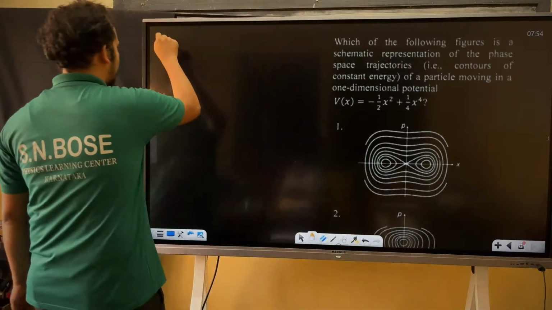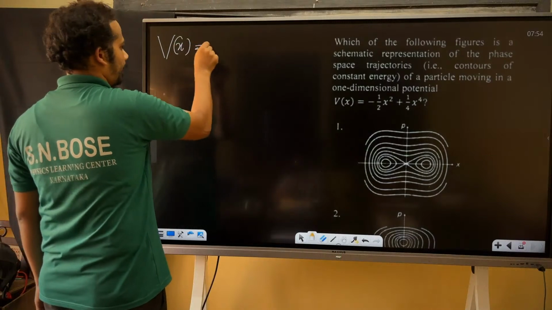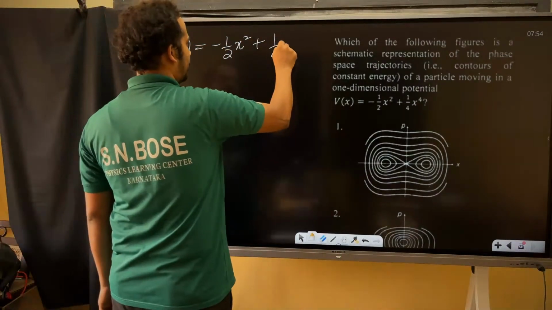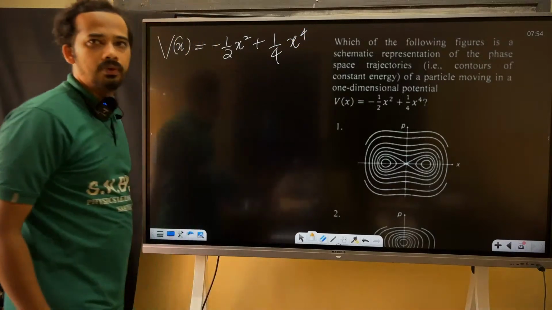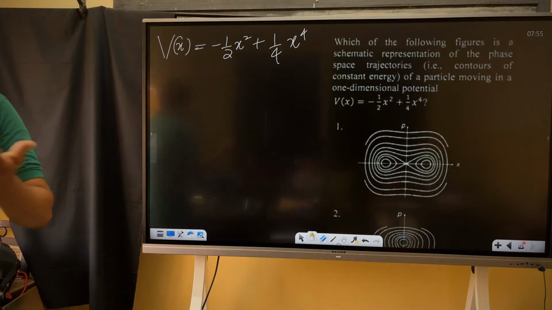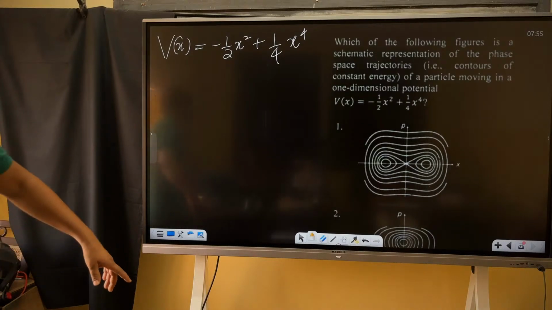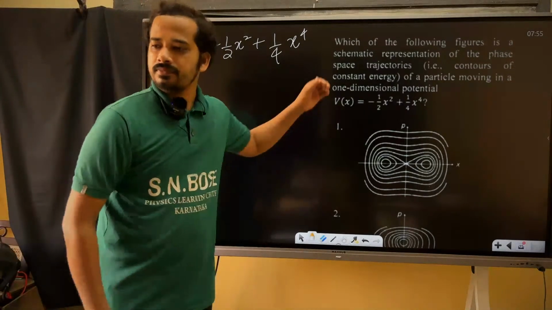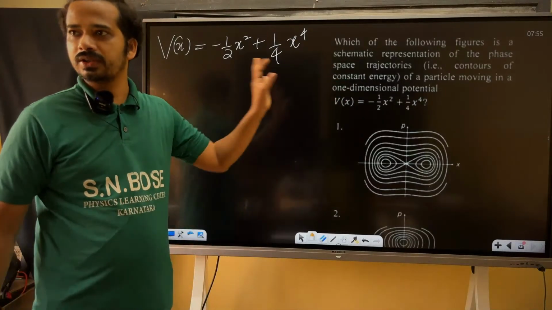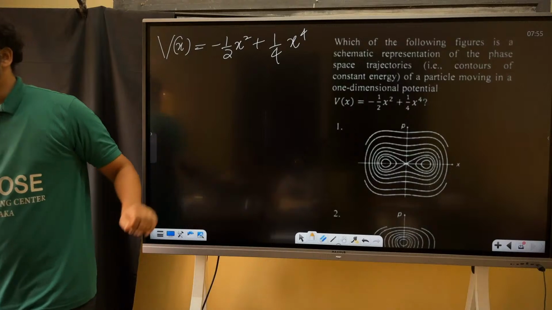V of x is nothing but minus half x square plus 1 by 4 x raised to 4. How do you quickly plot this one? If you plot this one, you can quickly eliminate the options. You don't have to sit and draw and keep on analyzing. You got some idea now. Am I right? You can quickly do that one.